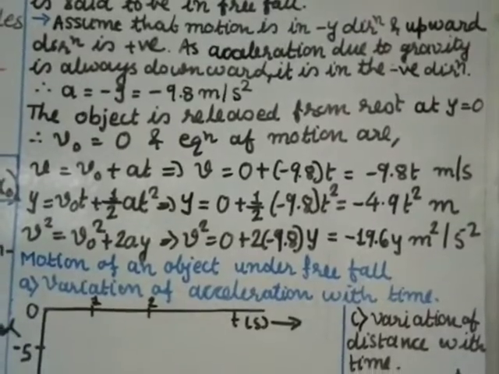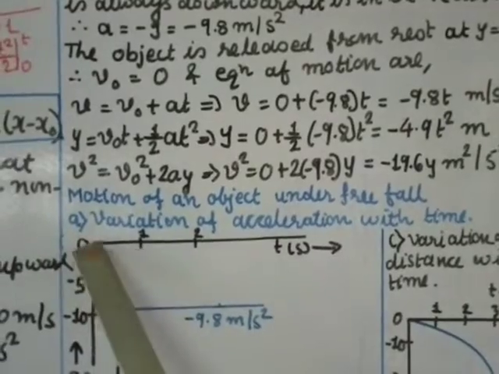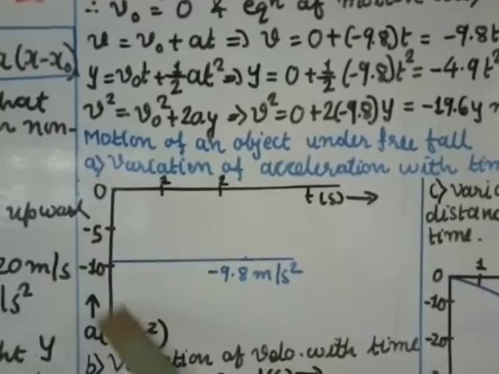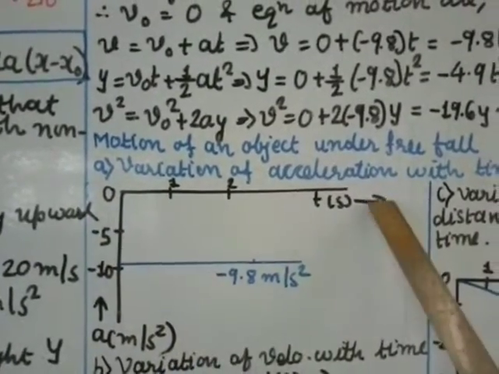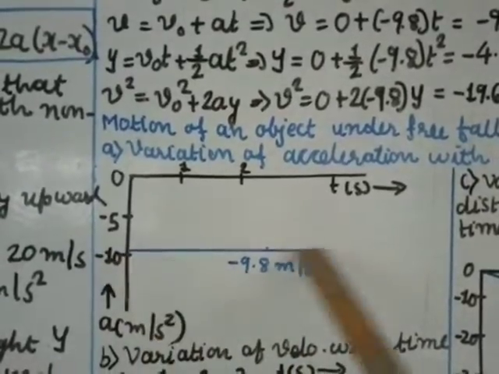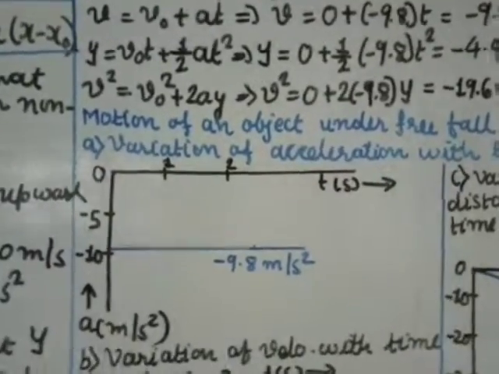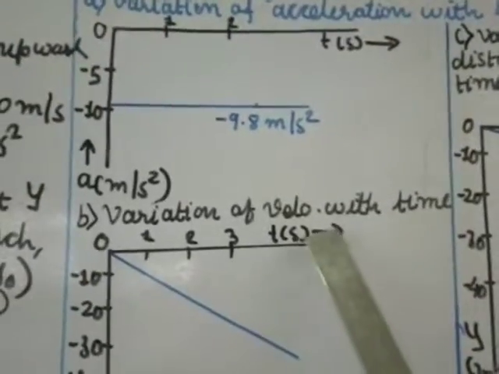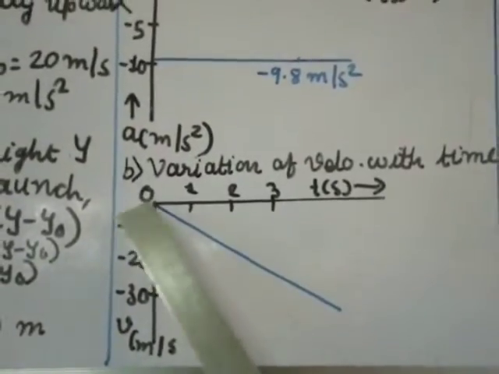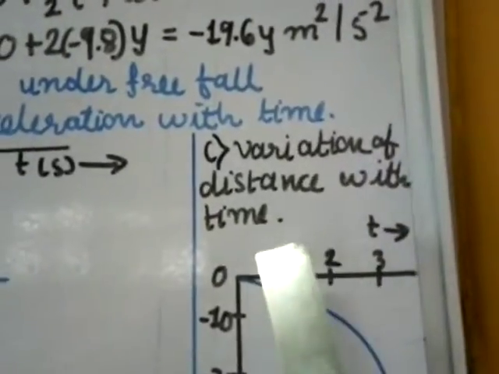Now we have drawn the graphs of the motion of an object under free fall. So first is variation of acceleration with time. So this is free fall, this is the negative y-axis and this is the time. So the acceleration a is minus 9.8, so it is somewhere here, it is a constant. So I have drawn a line which is parallel to the time axis. Second one is variation of velocity with time. So this is my velocity and this is the time, and the velocity is a straight line. And the third one is variation of distance with time.